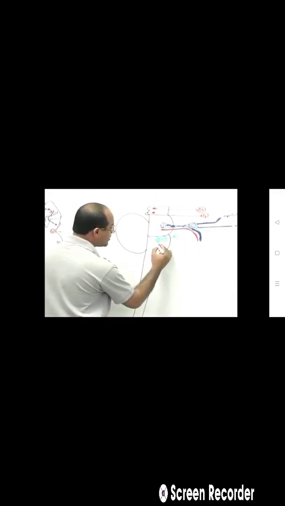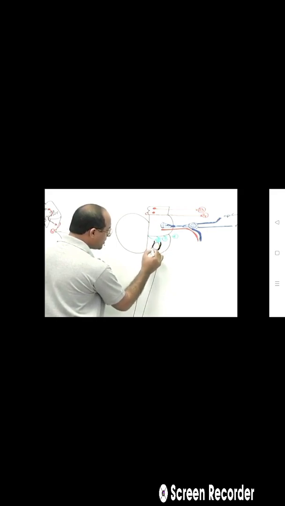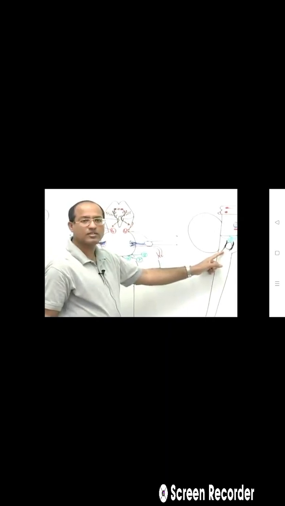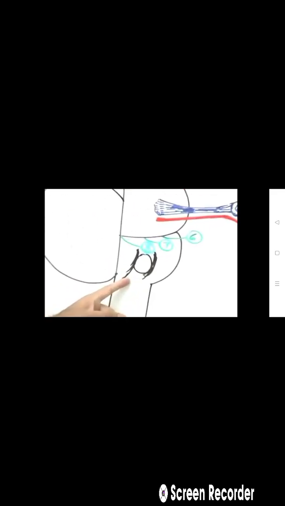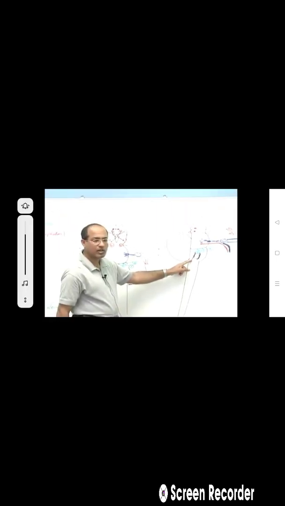The same way we can draw here. If this is the olive present over here, so this must be the pre-olivary sulcus, and here should be the post-olivary sulcus. Now, the pre-olivary sulcus is anteromedial to the olive, and the post-olivary sulcus is posterolateral to the olive.